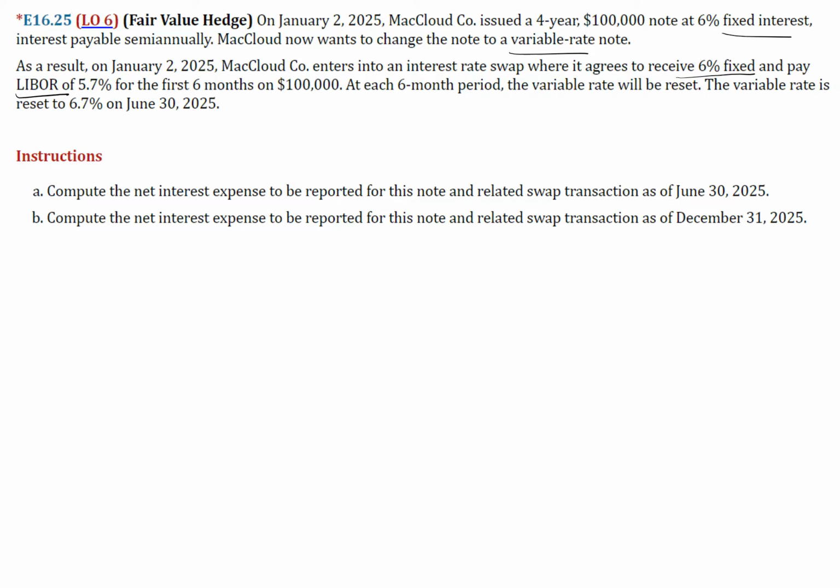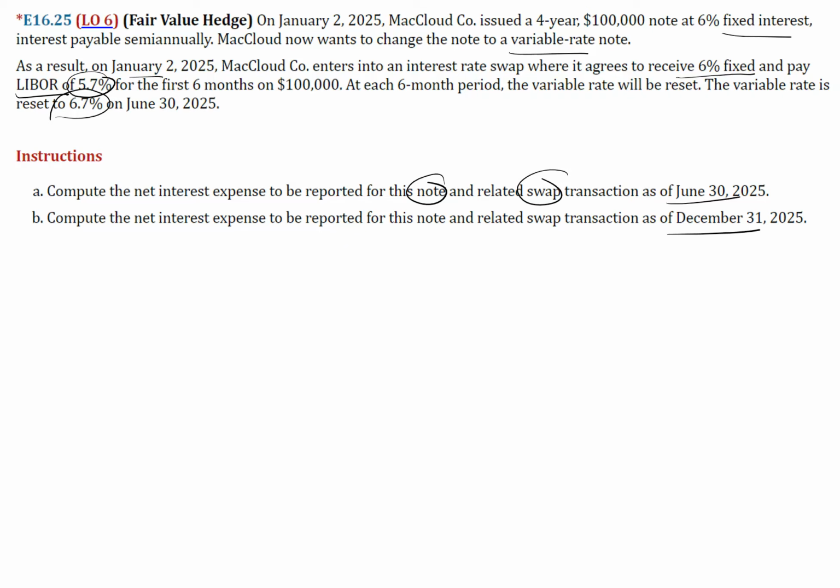It's a variable rate. So on January 2nd, the condition was that for the first 6 months, the rate will be 5.7%, and then at each 6 months, the rate will be reset. Then at the end of June, the rate is also reset to 6.7%. Now we have to calculate the net interest expense for these notes payable and these swap contracts. So we'll do one on June 30th, another on December 31st.